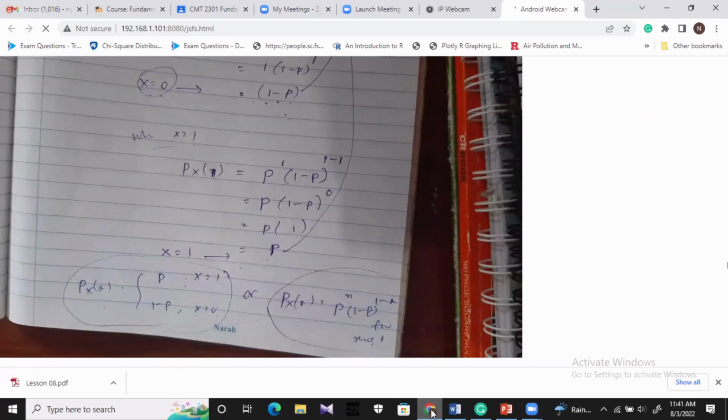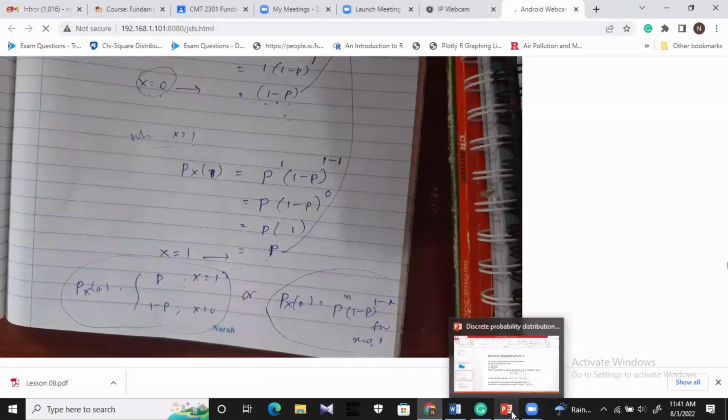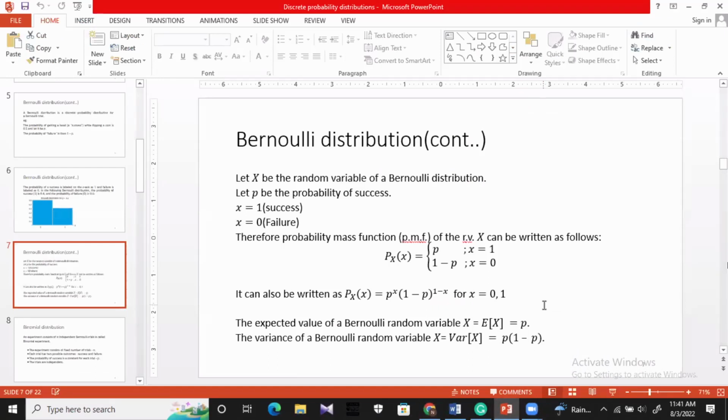So did you understand how to write the Bernoulli distribution, or the probability mass function for a Bernoulli random variable? Yes or no? Did you understand it, students? Students, can you hear me? Did you understand how to write the probability distribution for a Bernoulli random variable? Yes, madam. Right.